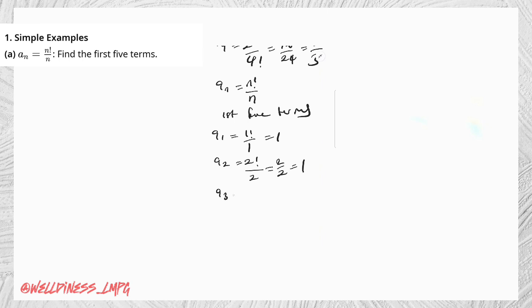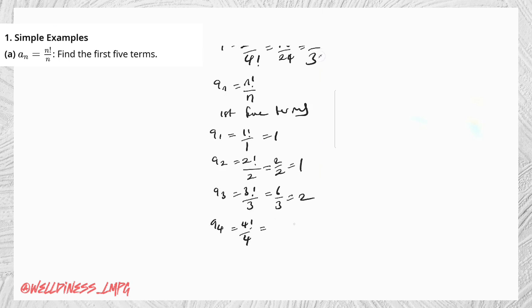So when we use 1, we're going to have 1 factorial divided by 1, which will give you 1, and a_2 will give you 2 factorial divided by 2, which will be 2 divided by 2, which will give you 1. Now a_3 will give you 3 factorial divided by 3, which will give you 6 divided by 3, and that will give you 2. Now a_4 will give you 4 factorial divided by 4, and that will give you 2 times 3 times 4, which will give you 2 times 3, 6. 6 times 4 will give you 24 divided by 4, and that will give you 6.